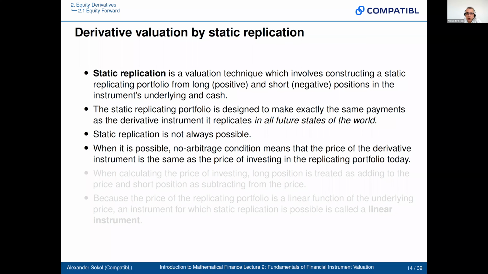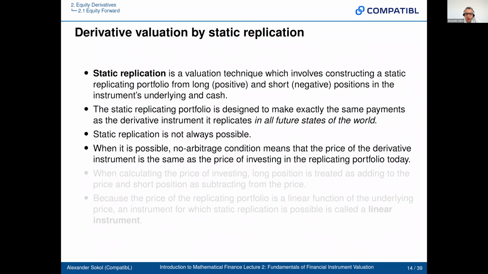So when it's possible, the no arbitrage condition, or efficient market hypothesis, means that the price of a derivative instrument is the same as the price of investing in a replicating portfolio, right? Because if the replicating portfolio would have a different price of entering into it than the price of the derivative, in this case, there will be arbitrage between entering into a derivative and then entering into the reverse position in the replicating portfolio. And that arbitrage is exactly the same as with buying and selling the same stock at a different price. So the no arbitrage condition tells us that the derivative price is equal to the price of the replicating portfolio.